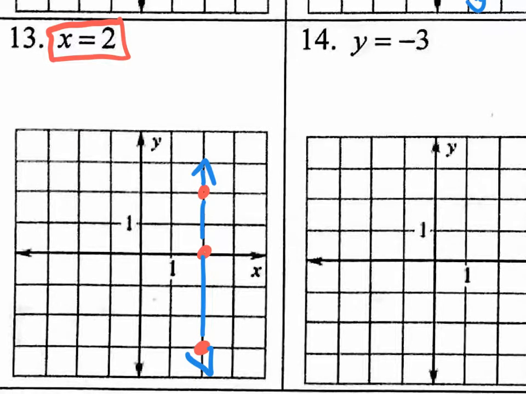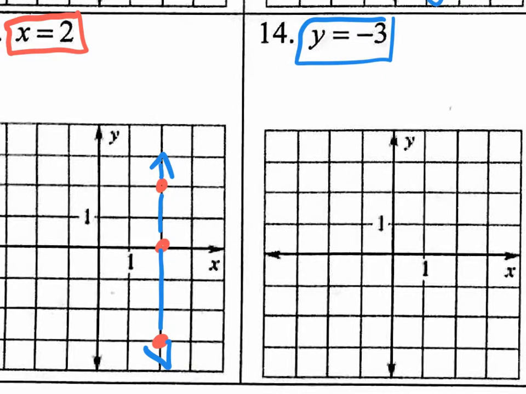Again, comparing 13 and 14, 13, x equals 2, that's a vertical line up and down, crossing the x-axis at the value of 2. There's my vertical line crossing the x value of 2, crossing the x-axis at 2. Now, if I have y equals -3, that's going to be a horizontal line crossing the y-axis at -3. So if you go to the y-axis, you go to -3, put a dot there, and then draw a horizontal line right through there.